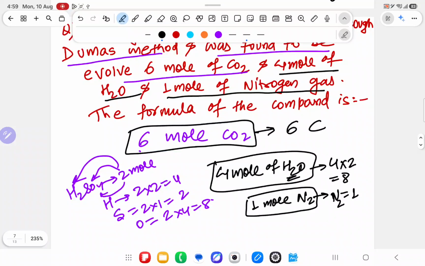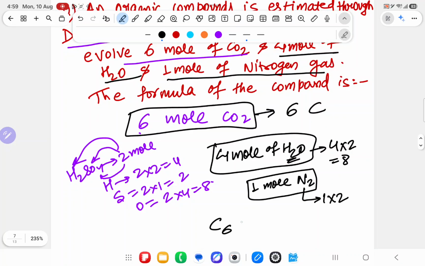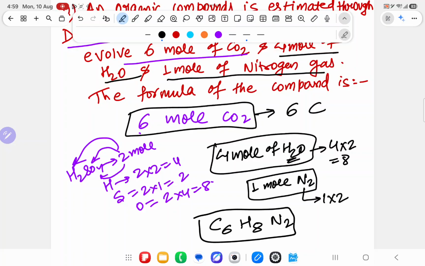Now they are asking what is the molecular formula for this compound. What is the molecular formula for this compound? What will you say? First of all, they have given 1 mole of nitrogen gas. How many nitrogens are there? 2 nitrogen, so 1 into 2. What is the formula coming? C6H8N2. And this is the molecular formula for this compound. Understood or not understood? Again, don't get confused.